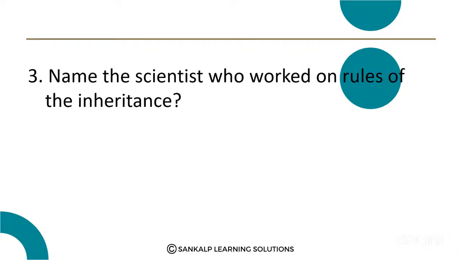Next question. Name the scientist who worked on rules of the inheritance. Gregor Johann Mendel. So the scientist who worked on the rules of the inheritance is Gregor Johann Mendel.